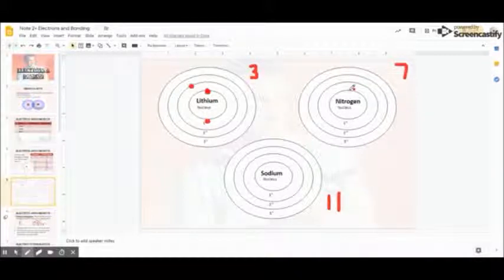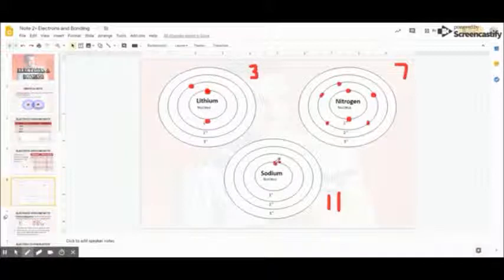Let's try nitrogen. So I have to show 7 electrons for nitrogen. I'm going to put 2 in the first. That leaves me with 5 more. Remember, the second level can hold up to 8. So those 5 can all fit in the second energy level. So 2, 3, 4, and 5. So 7 altogether.